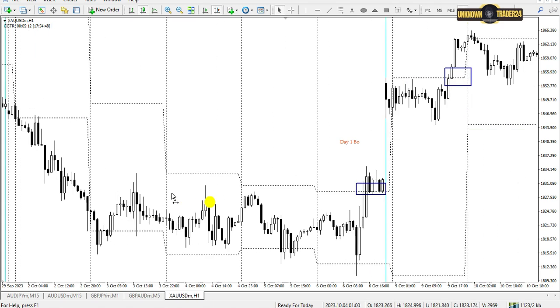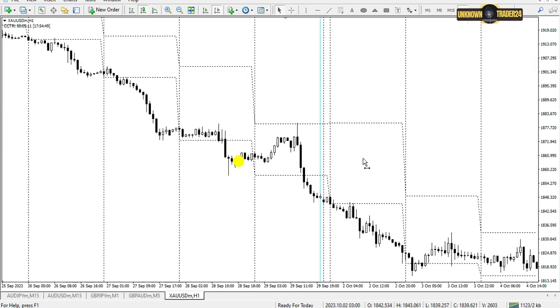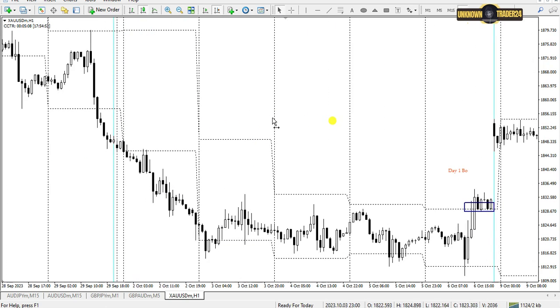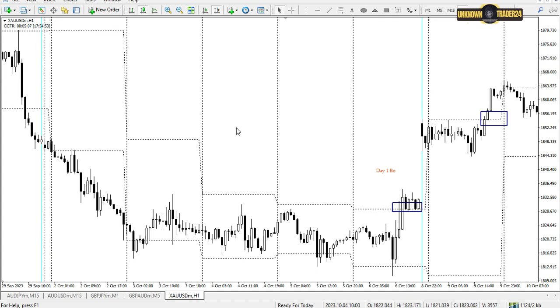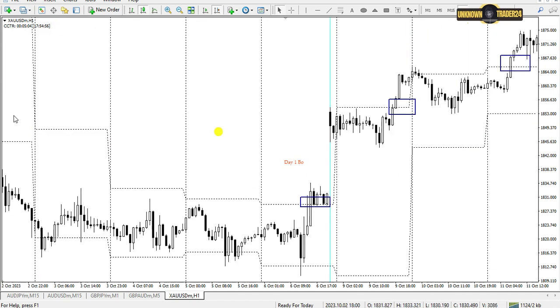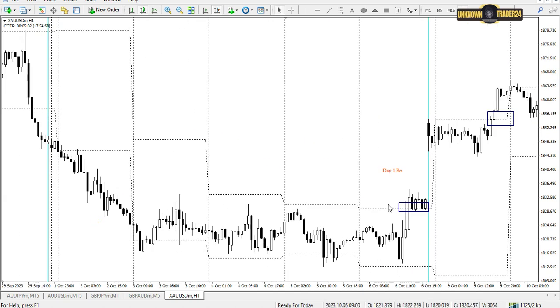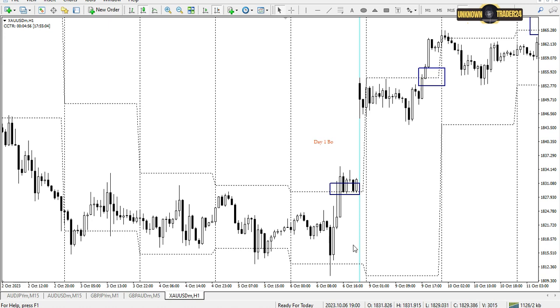So look at this. This market has been going down for a number of days, about 2 weeks. Then all of a sudden it consolidates here. Now it just goes sideways for 1, 2, 3, 4 days. Let's go back.